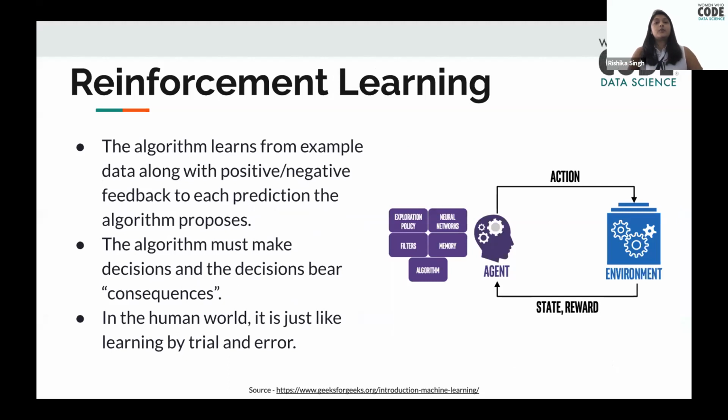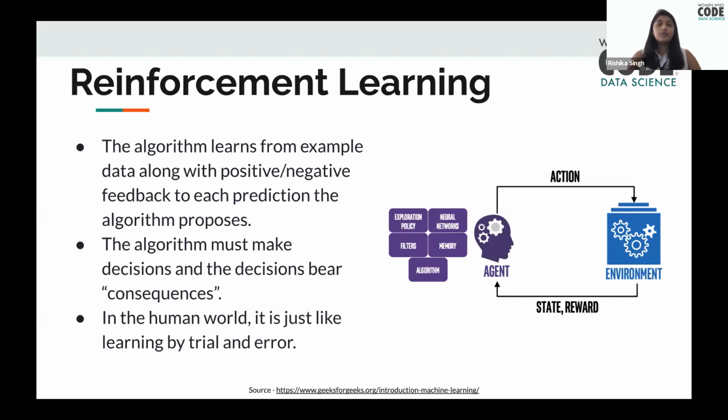And the last type we'll be going into is reinforcement learning. So this is when an algorithm learns from example data along with positive or negative feedback to each prediction that the algorithm proposes. So the algorithm must make decisions, and these decisions bear quote unquote consequences. And in the human world, you can kind of think of it like learning by trial and error.